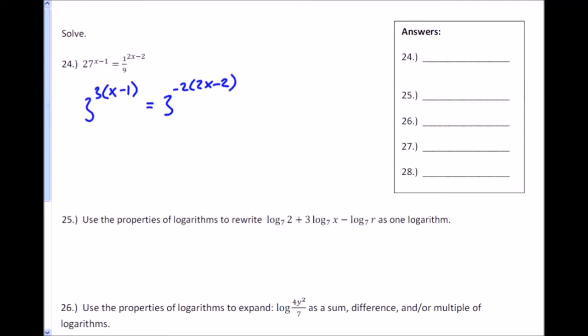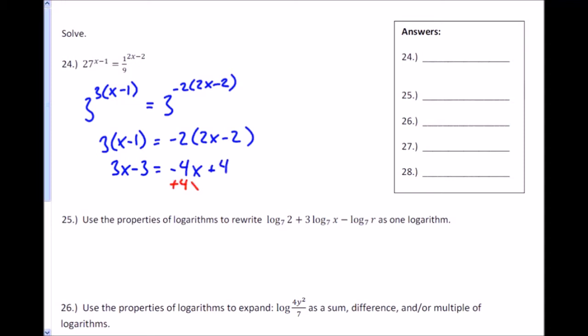And now if I have a common base on each side, I can just set the exponents equal to one another, which means the 3x minus 1 and the negative 2 times the 2x minus 2 are equal to one another. And now I just distribute. That's a 3x minus 3. Here, this is a negative 4x plus 4. And now I just have to solve this.